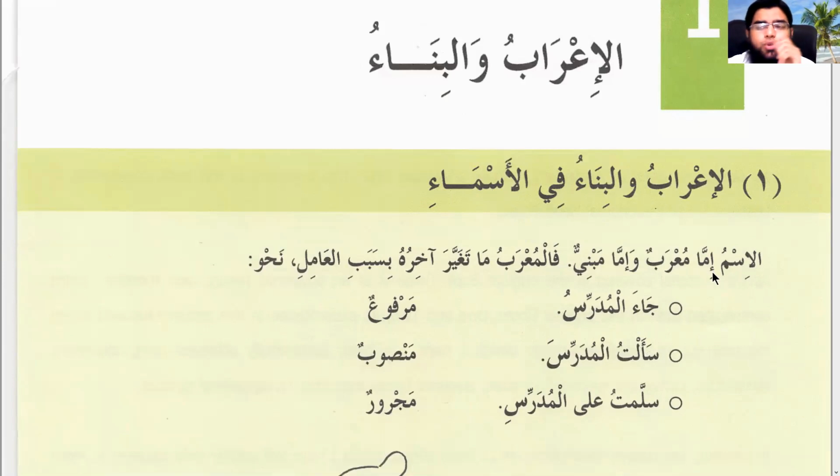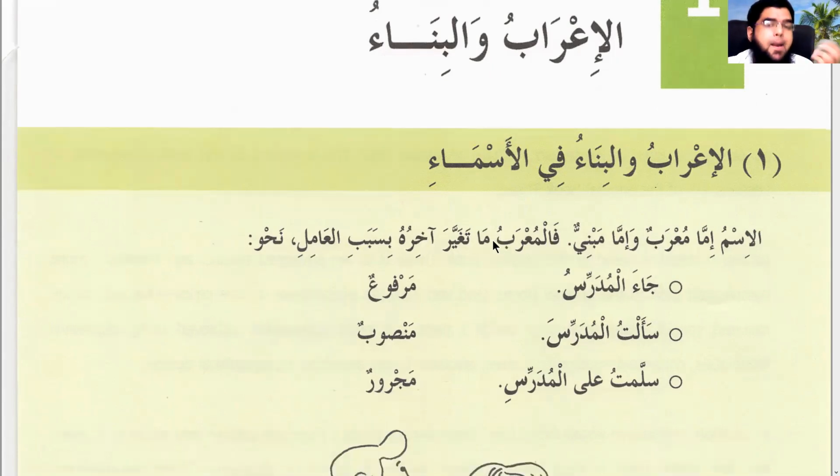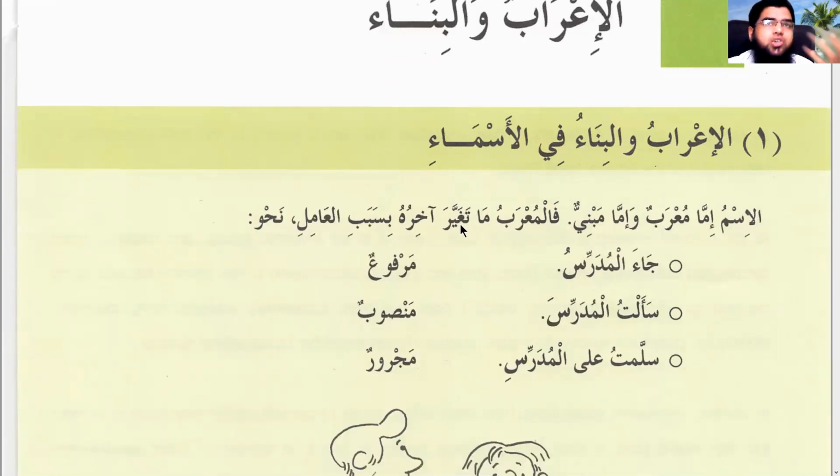Now, al-ismu imma mu'rabun. Imma is either. The noun is either mu'rab, or wa imma mabniyun, it could be fixed. Mu'rab shows the endings, or it's fixed, it doesn't show anything. فالمعرب, what is mu'rab? ما تغير. This is form 5. We learn all these forms in the future. تغير يتغير is to change, and mu'rab is what? Which changes.